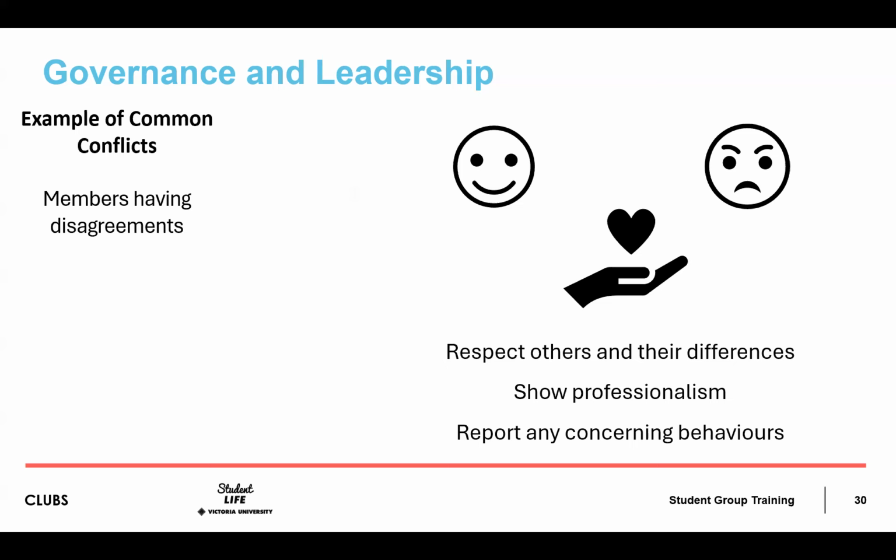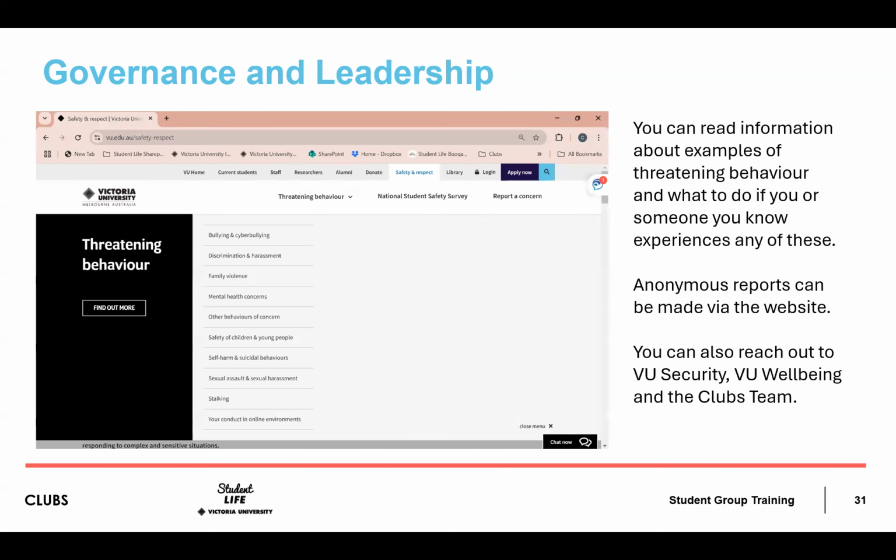We remind everyone that as a VU student who is part of a group, you should always exercise professionalism and behave as per the VU Student Charter of Rights. If your actions wouldn't be accepted in another type of professional setting, then they wouldn't be accepted as a university student in a club either. If these types of behaviours or other types of threatening behaviours continue to occur, these matters should be referred to the VU Safety and Respect team.